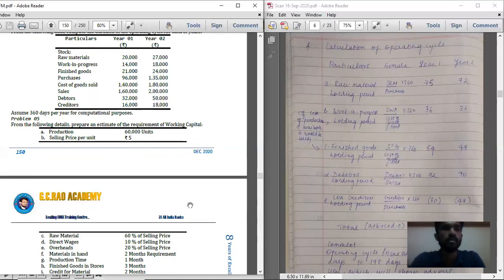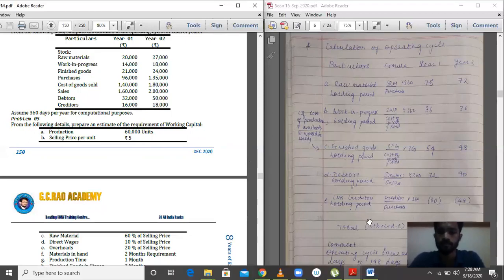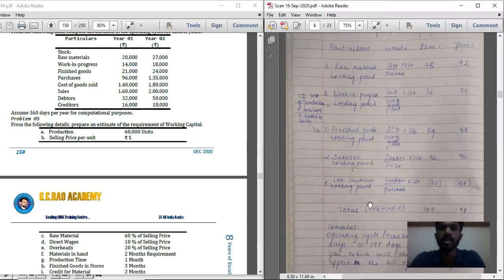So next is point D, debtors holding period. How will you calculate the debtors holding period? Normally in the previous problem, to calculate the debtors, you will take the selling price, which means sales value. So here we should use sales value.